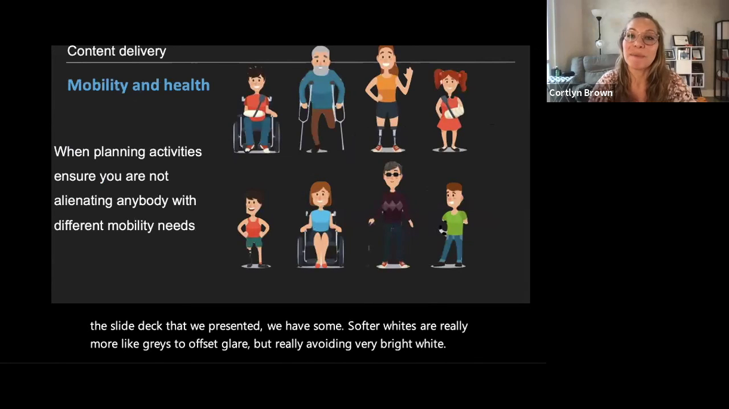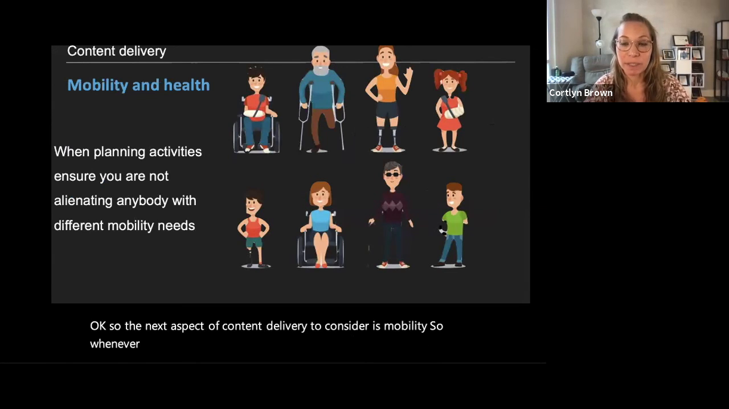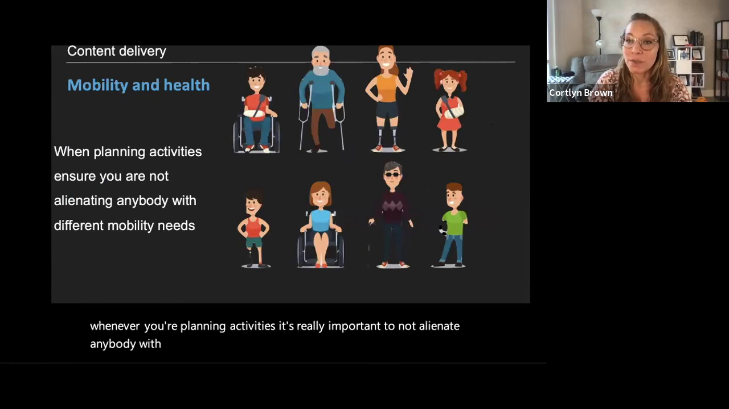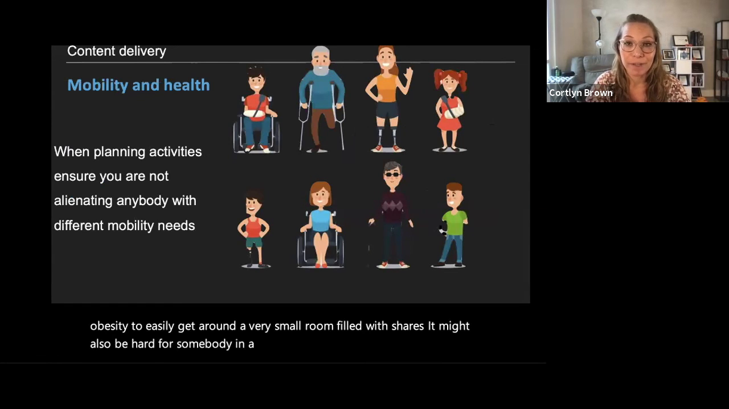Okay, so the next aspect of content delivery to consider is mobility. Whenever you're planning activities, it's really important to not alienate anybody with different mobility needs. So it may be hard for somebody with obesity to easily get around a very small room filled with chairs. It might also be hard for somebody in a wheelchair to navigate a room for an activity if the room has a lot of steps.